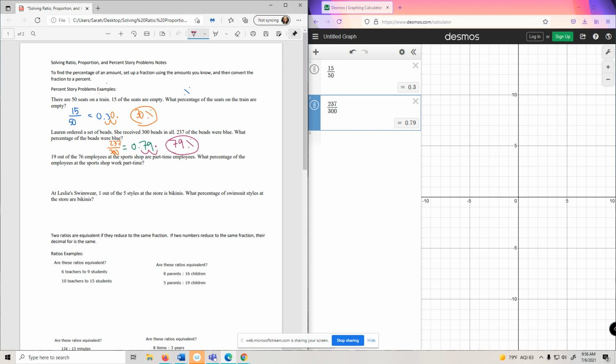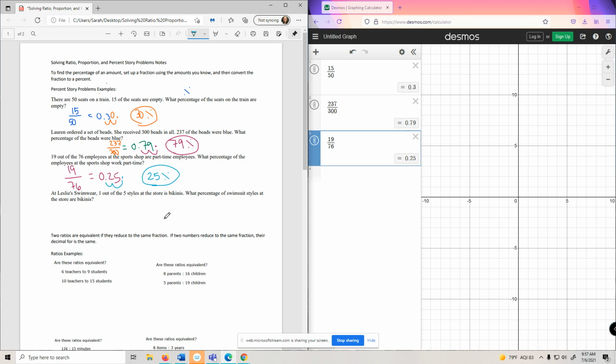19 out of the 76 employees at the sports shop are part-time employees. What percentage of the employees at the sports shop work part-time? So total number of employees is 76. 19 of them are part-time, so that goes up on top. 19 divided by 76 gives us 0.25. And then move that decimal 2 places to the right. So we get that the percentage of employees that are part-time is 25%.